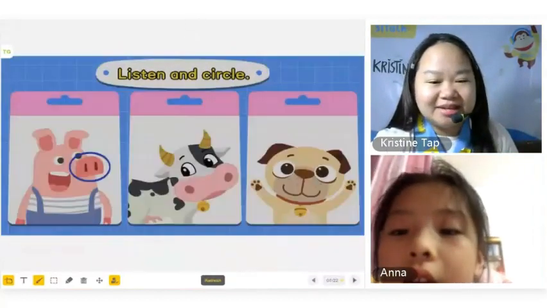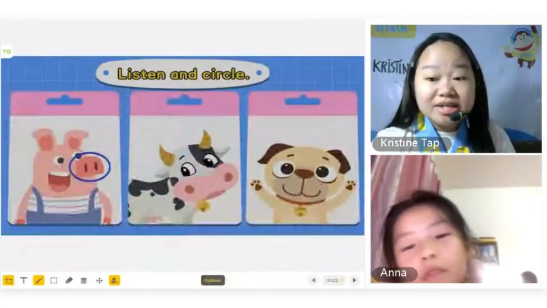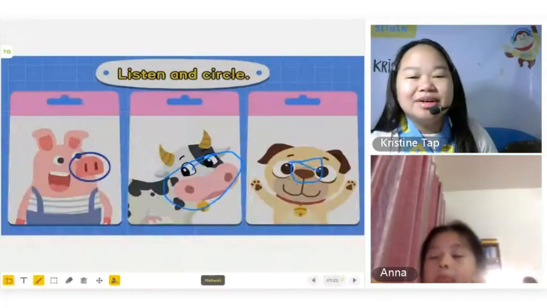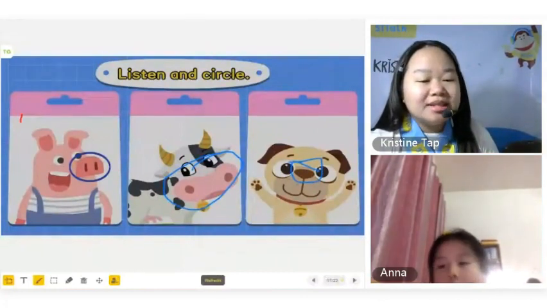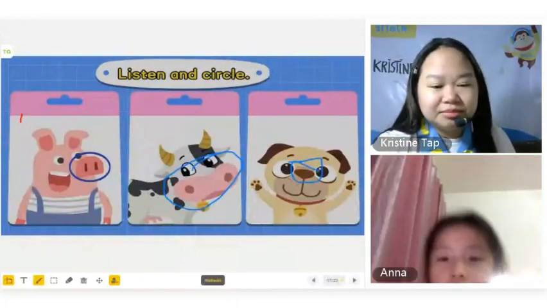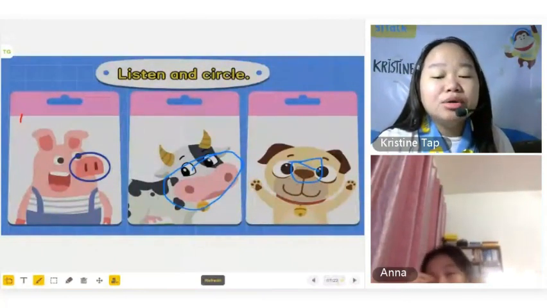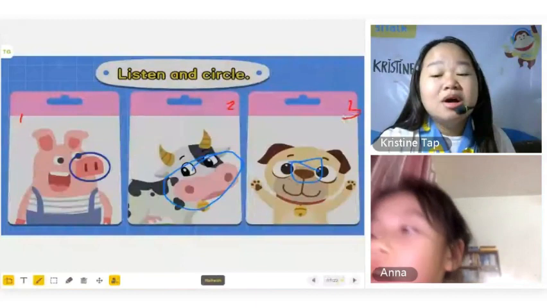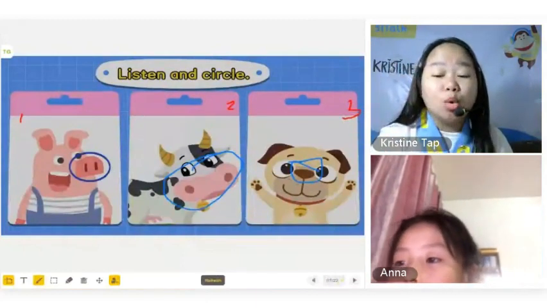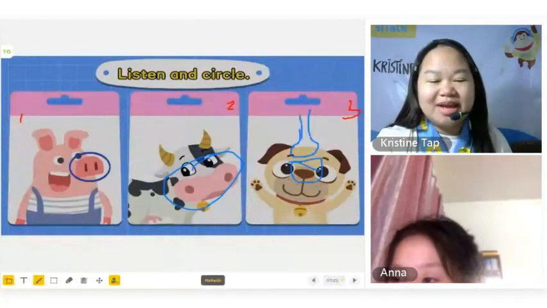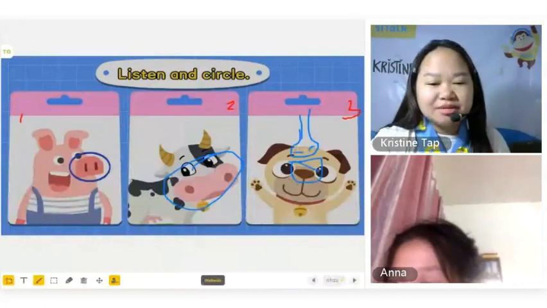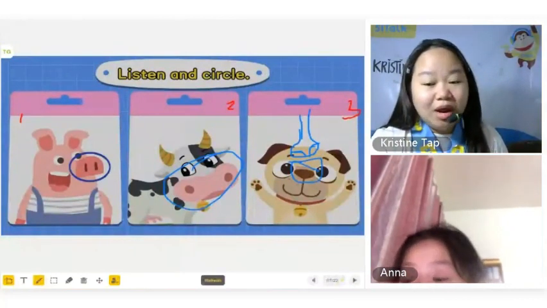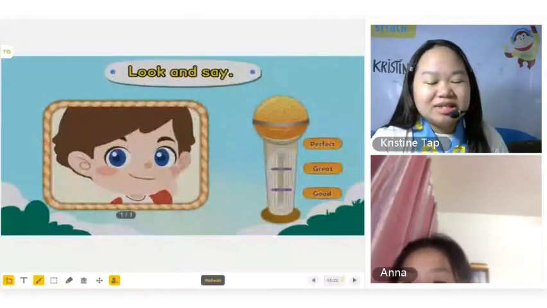Okay. So now, can you circle where is the nose? Nose. Wow, nose, very good. So in the picture number one, this is a pig nose. Number two, cow nose. Cow, it has a big nose. And number three, dog nose. Big nose. Okay, very good. So now let's look, nose and nose. Say the words.